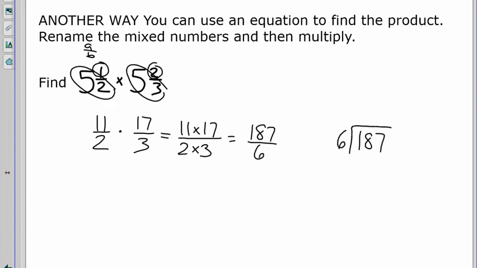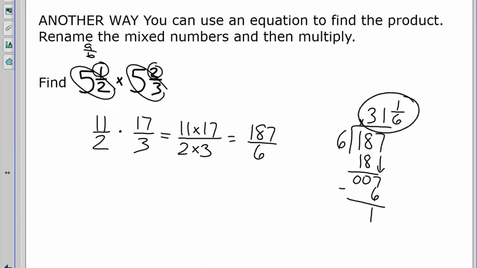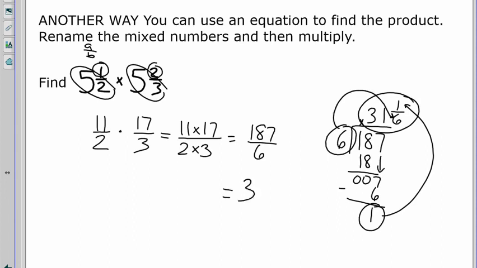187 divided by 6. 6 doesn't go into 1. It goes into 18 3 times. I'm going to bring down the 7. 6 goes into 7 one time. And I have 1 left over. And as you might recall, instead of calling that remainder 1, I can make it 1 divided into 6 equal parts, which is 1/6. So I get 31 1/6. This remainder becomes the numerator, and my divisor is my denominator.